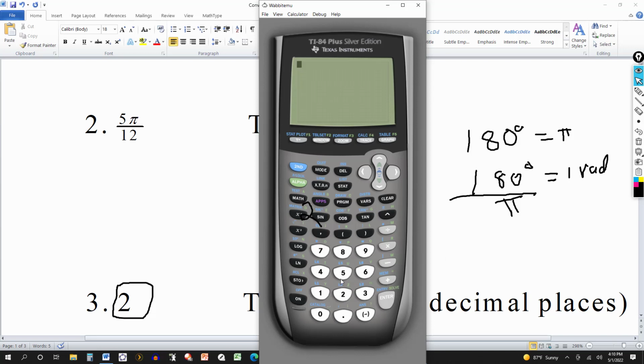So this is multiplying by 2, so it'll be 180 times 2 divided by pi. So we'll go second here. And I get 114.59, 114.59 to 2 places.